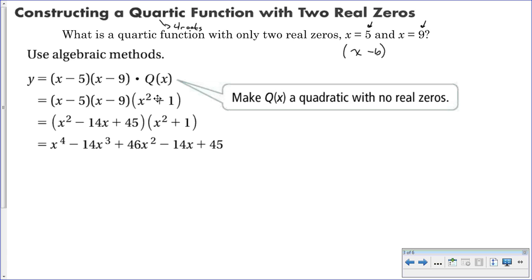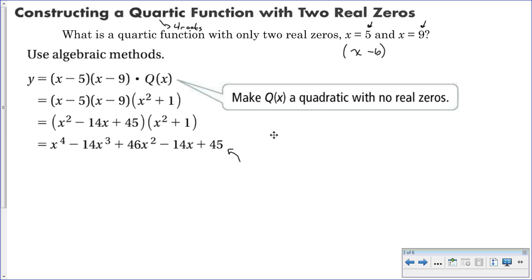How do we know that? Because we solved backwards for the polynomial. We started with our two roots, and then since we know we needed four roots, we made up a quadratic that has no real roots. That's where I got the x squared plus 1 from. Then we just simply multiplied everything together to get our resulting polynomial.